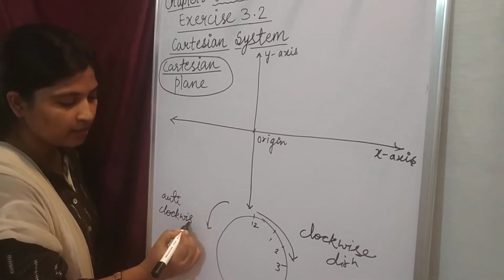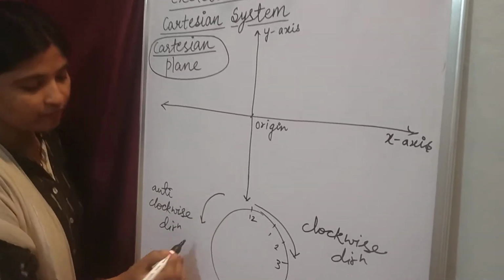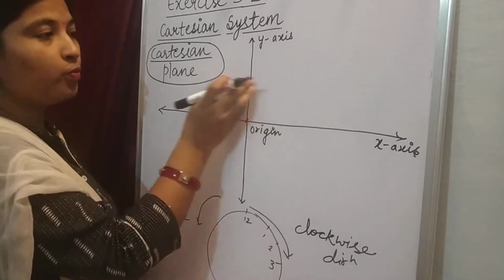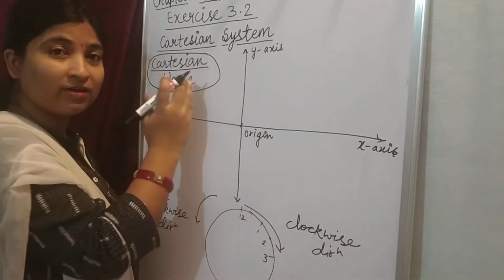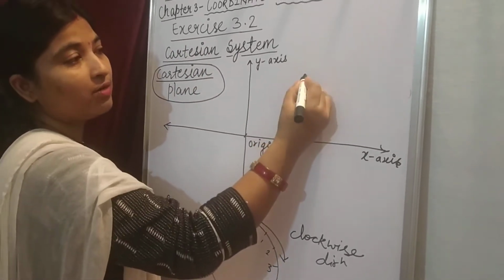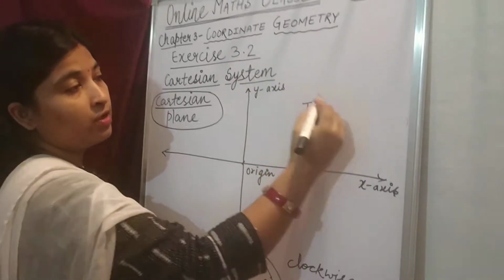If anything is moving against the clock like this, then this direction is known as anti-clockwise direction. Okay, so whenever we are representing the 4 parts of this plane, we have to represent it in anti-clockwise direction. So first it will come like this. This is your first, what it is?